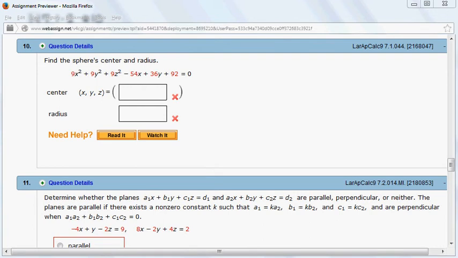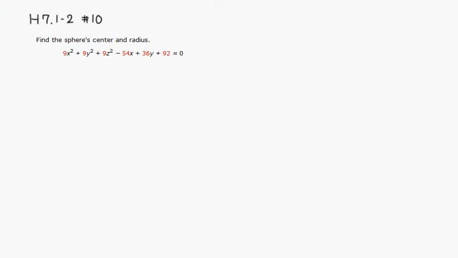All right, let's look at 7.1, 7.2, problem number 10. We have this equation of a sphere, and we want to find its center and the radius. So let's do that. First thing I would do is divide through by 9. We're going to divide everyone by 9.